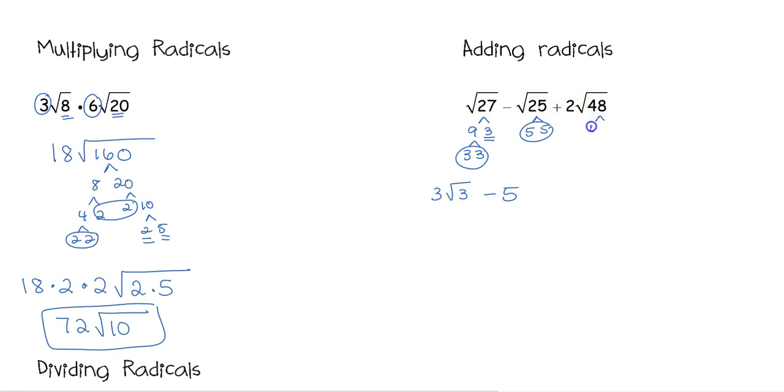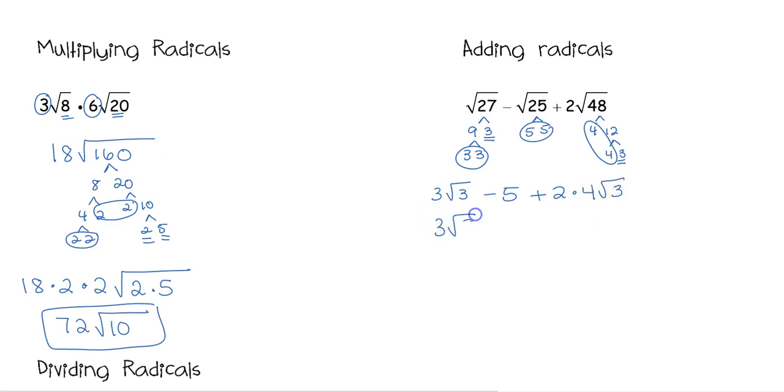We've got 48, which is 4 and 12, and 4 and 3. I could go ahead and keep breaking down 4 and 2 and 2, but I'm looking for matched pairs. Since I have a pair of 4s, I can go ahead and bring that group to the outside. There was already that 2 there, so that's 2 times 4 root 3.